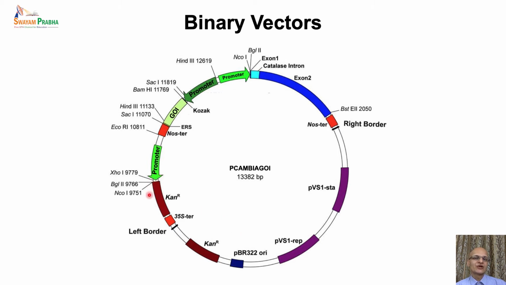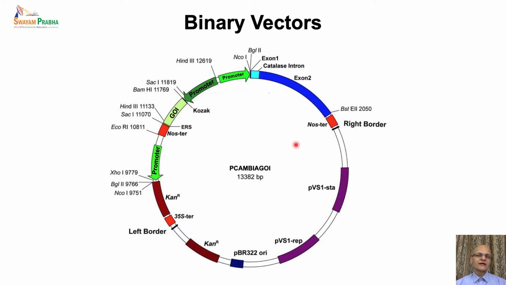One is the gene encoding for the antibiotic, that is the kanamycin resistance gene in this case. Second is the gene of interest that we want to insert or that codes for the actual trait. And the third one is the gene encoding for the reporter protein, like the Gus enzyme in this case.